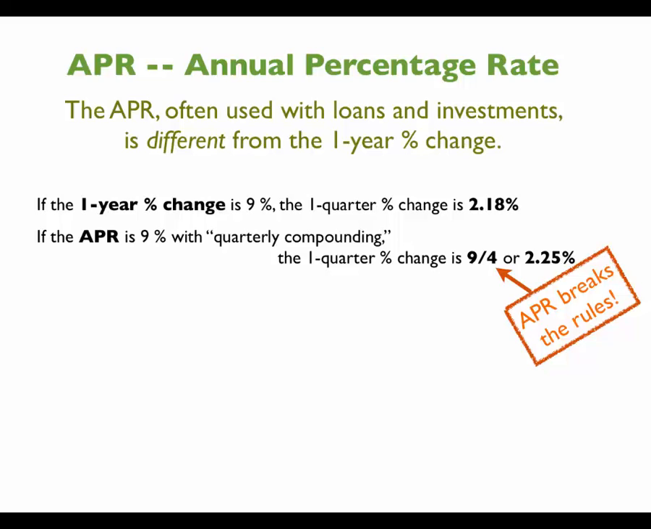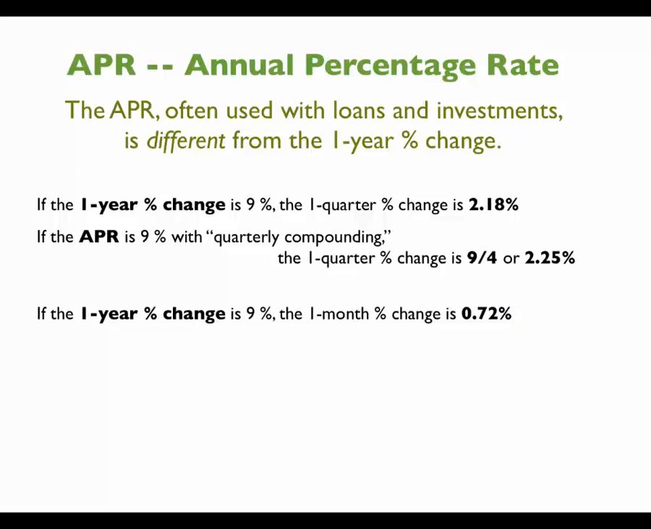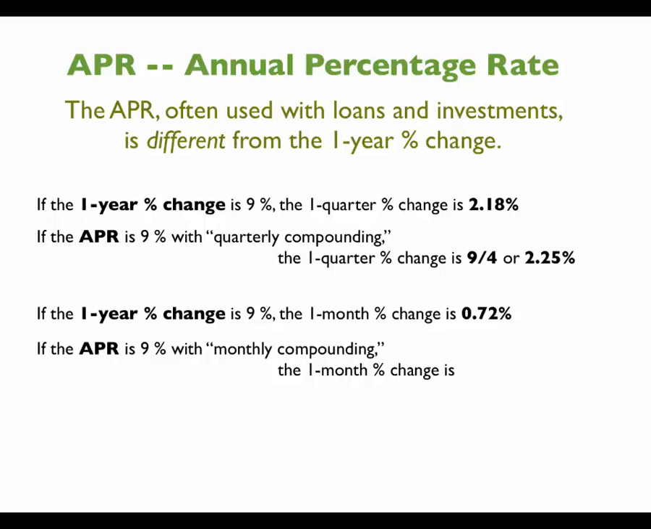Okay, so when you're dealing with APR, it's different. If you want quarterly compounding, you actually divide the annual rate by 4. Same with the 1 month. Well, we found that the 1 month percent change was 0.72, right? But the APR is going to be 9/12, 0.75%. So is this good for you or bad for you? Well, it's bad if it's a loan, right? If it's a loan, then instead of paying 2.18% per quarter, you're paying 2.25%. But if it's an investment, well, this is good, right?